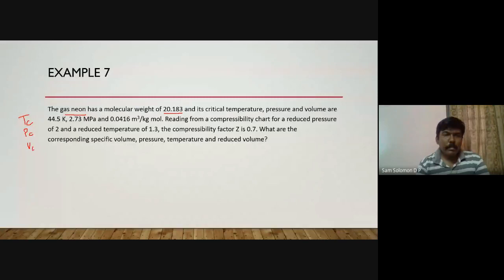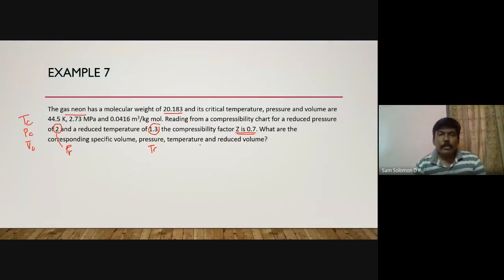Okay. What they have actually given is V_C bar, in meter cube per kilomole. So it is V_C bar, read from a compressibility chart for a reduced pressure of 2. So they have given the value of reduced pressure P_R, and this is T_R, and the compressibility factor is also given to you straight away. Z is 0.7. If this is not given, then you have to read it from the chart. What are the corresponding specific volume, pressure, temperature, and reduced volume? Okay, so that is the question.